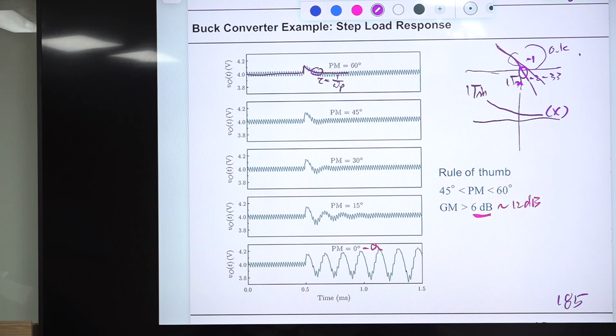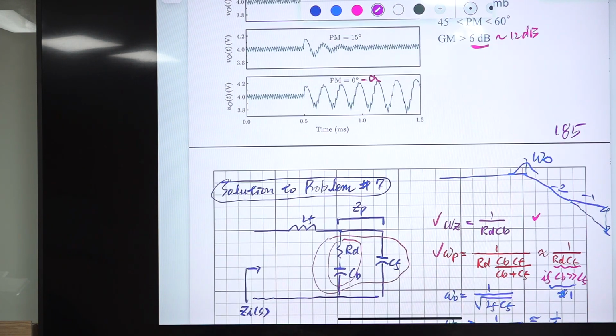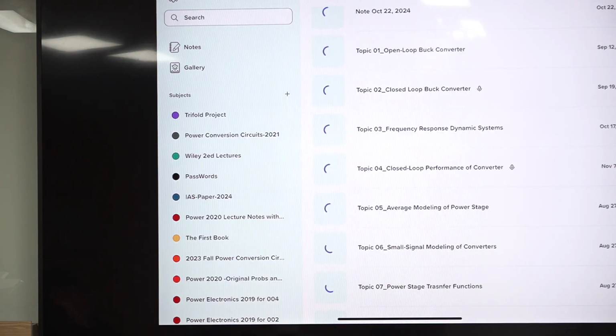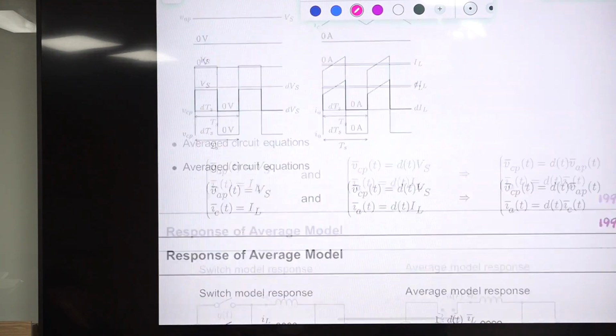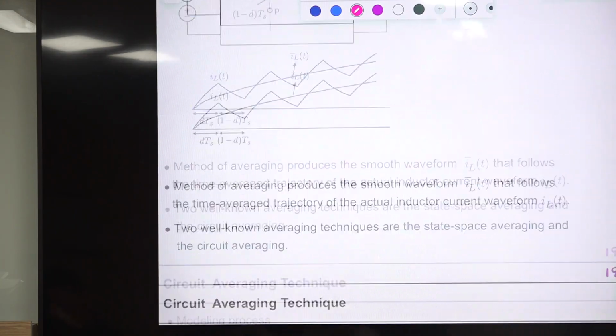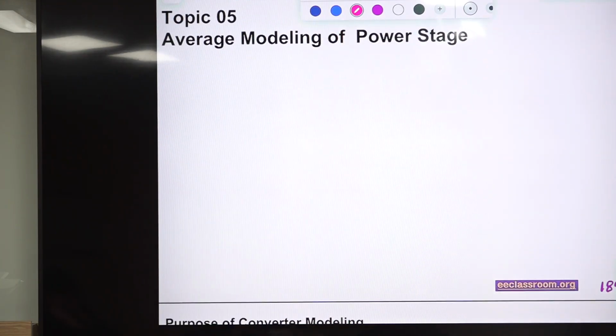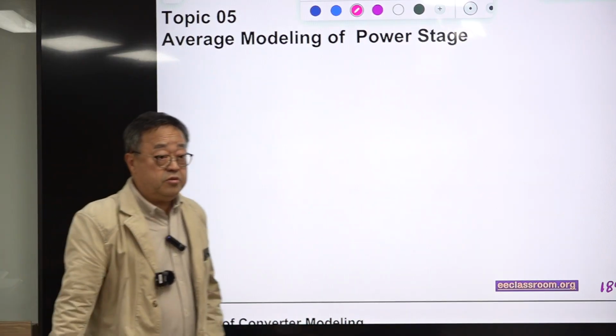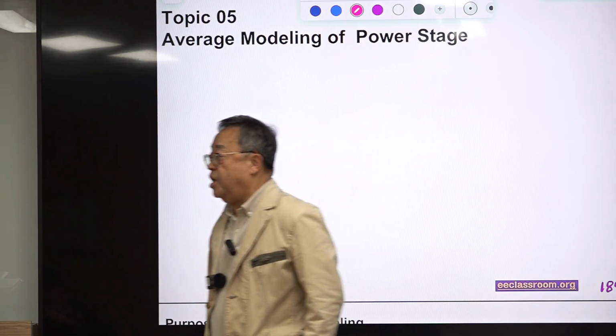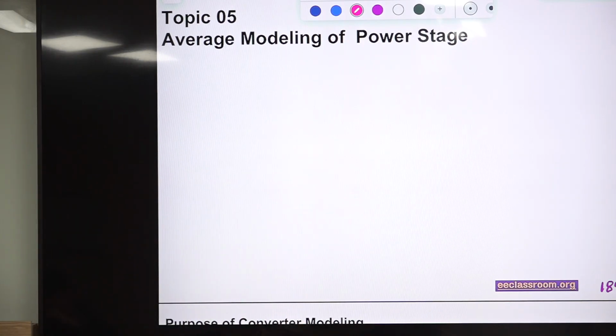Okay, so this is the end of topic 4, and let me show just one page, an introduction of the next topic. So you will have a 2-week break. Okay, so there is a long break. After the break, we'll be starting to talk about modeling, right?